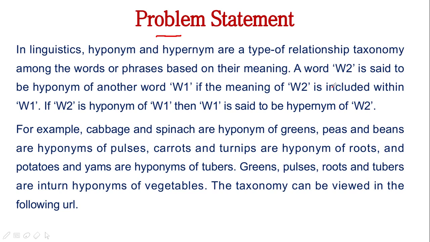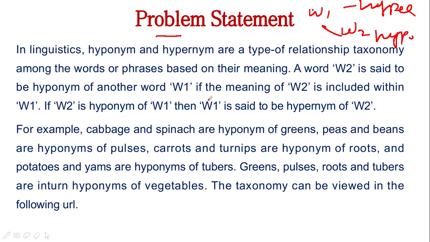So it is like a relationship between two words. It's like a hierarchical relationship. W1 is at the top and W2 is at the other end. So W1 is related to W2. We call W2 the hyponym if W2 has a meaning which is included within W1. The one at the top is called the hypernym, and the one at the bottom is called the hyponym.